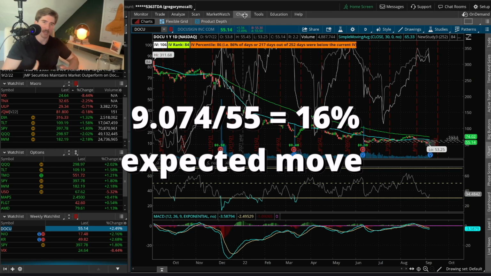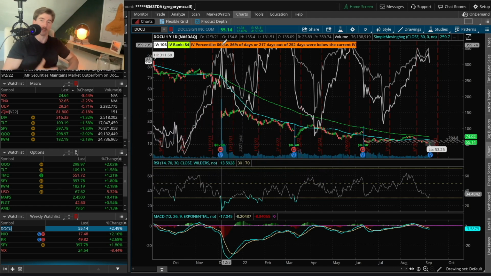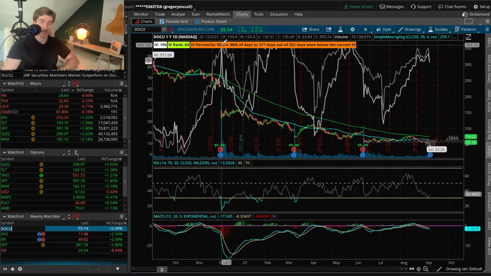So I use this in combination with IV Rank and IV Percentile at 86% to say that IV is really high right now and I don't expect the stock to move a ton, and I opened an iron condor. I'm assuming that Docu won't move up or down more than 12%, whereas the market's expected to move more than 15%. So if I'm right on this trade, I'll beat the market by taking advantage of IV crush.